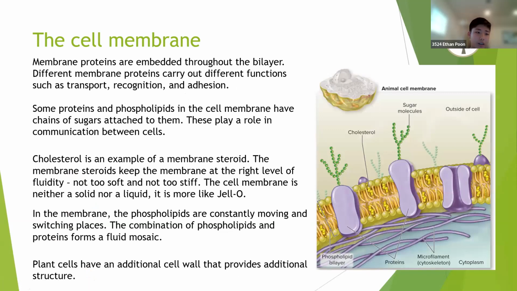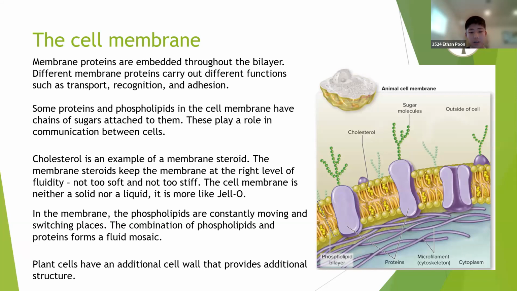So the cell membrane has membrane proteins embedded throughout the bilayer, and different membrane proteins carry out different functions such as transport, recognition, and adhesion. One example of this recognition is cell type, so blood type. We have AB, B, A, and O. What those really mean is what type of membrane proteins you have outside of your blood cells. Some people have A, so you have the specific protein, some people have B. O means you have neither, AB means you have both.